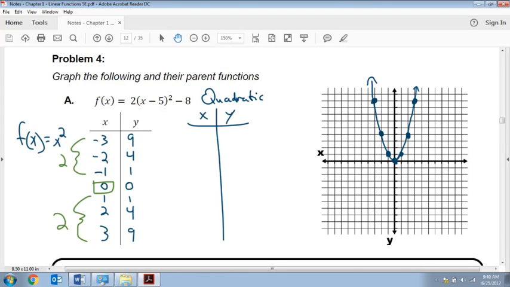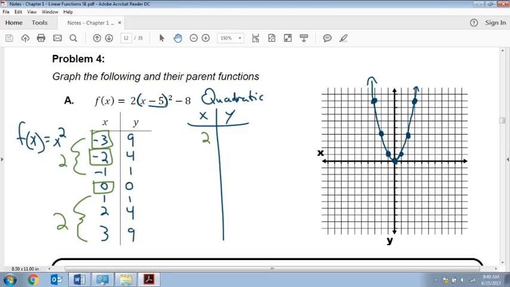X and Y. So let's make our new points. Remember, inside the parentheses is X, and backwards. Inside X, backwards. Outside Y, normal. So, literally inside the parentheses, we are going to add 5 to all of our X values. So, -3 plus 5. If I add 5, it becomes +2.